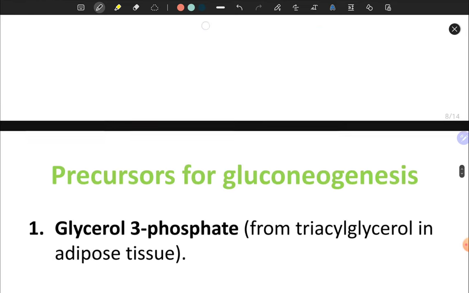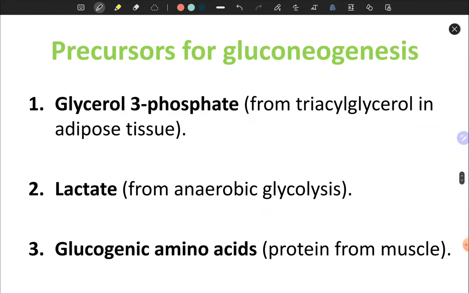So what are the precursors? We say non-carbohydrate precursors. The first one is glycerol. It comes from triglyceride in adipose tissue.